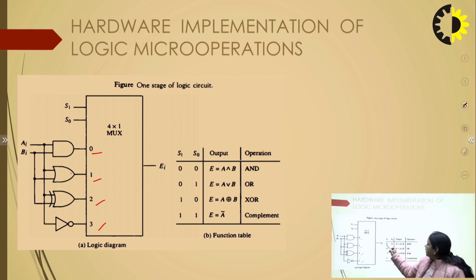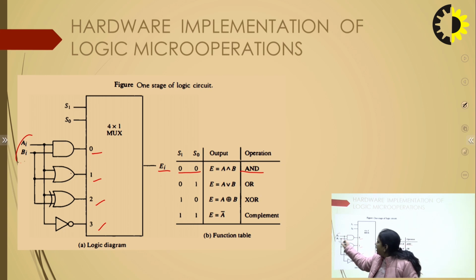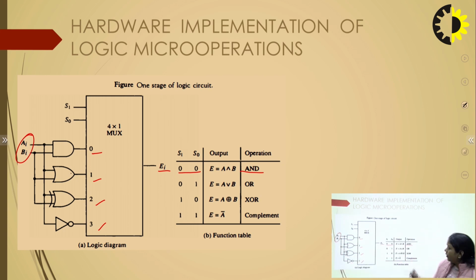Now, when we give 0, 0, what will we have in E? We will have an AND operation between the 2 inputs A and B. So we will have A and B. When the value of the selection line is 0, 1, then we will have A or B. Then when we have selection line values 1, 0, then we have the XOR gate. So A XOR B here. When we have 1, 1, then we have the complement gate. So E is equal to A bar. So in this way we can perform all logical operations.